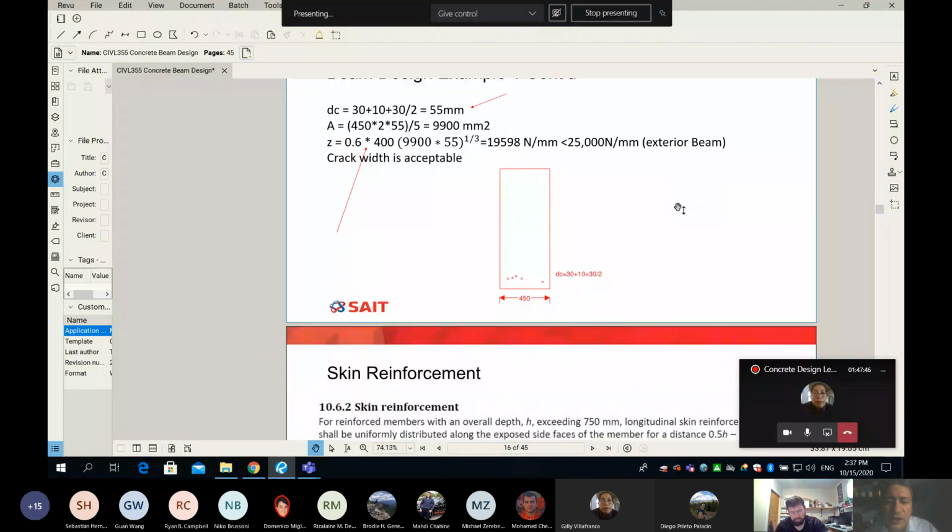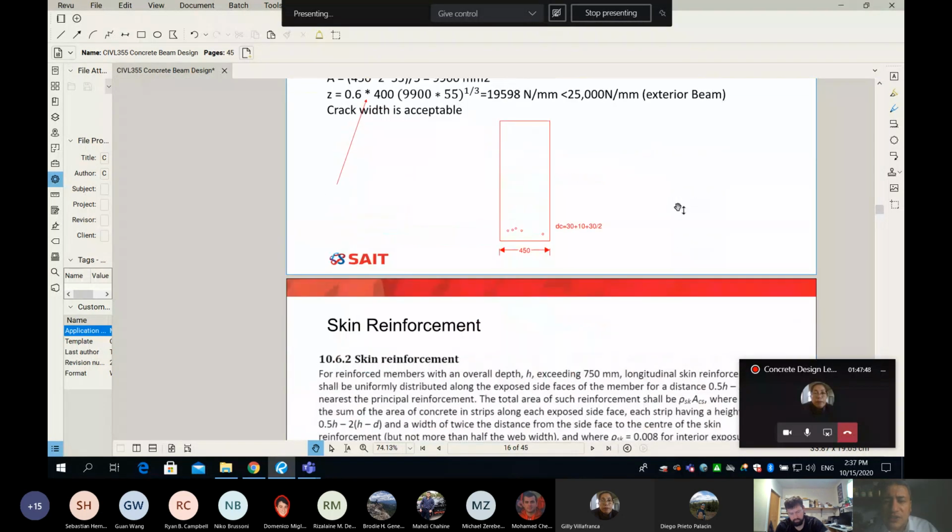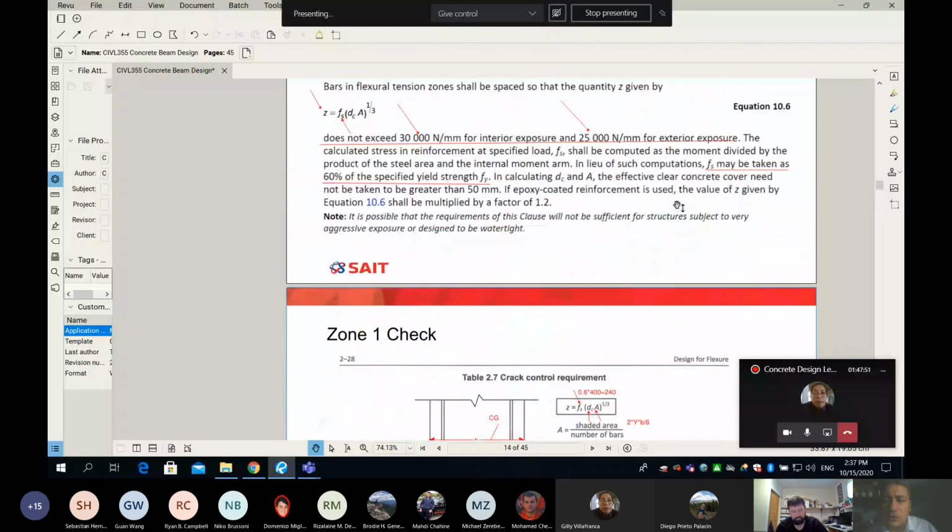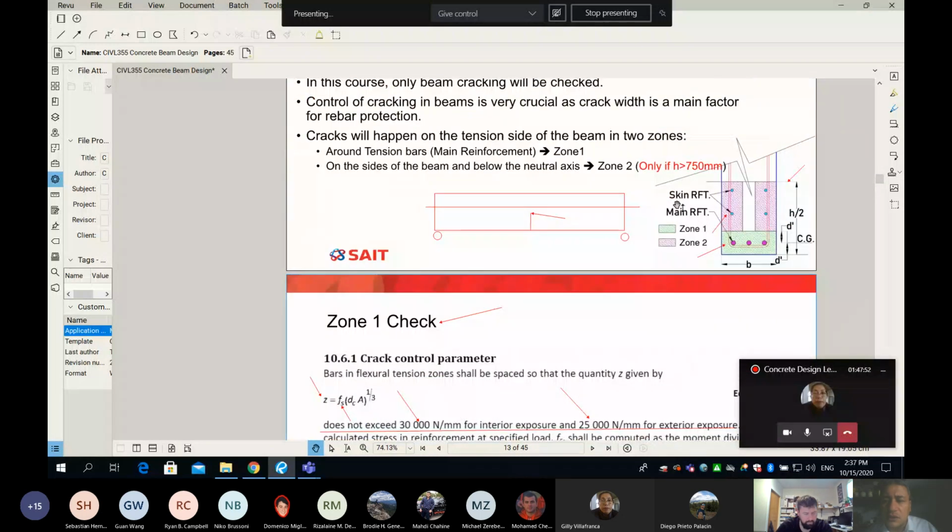Now, do I have to do skin reinforcement, or zone number 2? What do you think, guys? In this problem here, should I do a check for zone number 2? If H is greater than 750... Don't ask me if. It's already there, the problem is there. So go back to that slide and see.